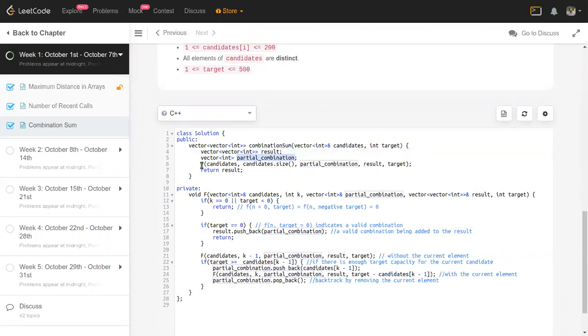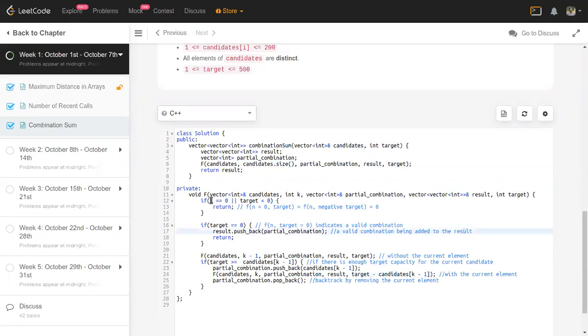I'm calling this function f, whatever I just explained in the state space tree. I'm passing this candidates vector, and this is the k value there, right? To start with, this is n, but it keeps reducing internally. The partial combination is going to keep updating, and the result is more like a global variable which keeps updating. And target is the capacity, which also keeps reducing.